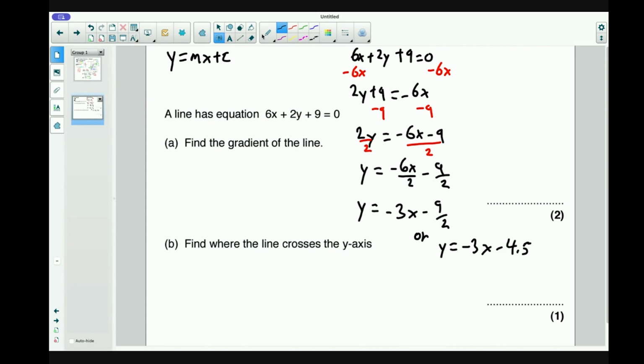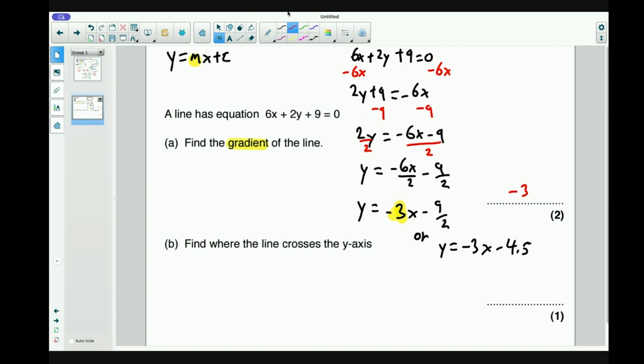Okay. So what the question was asking us is, what is the gradient? So in this case, our gradient is going to be our m value. Remember, it's the number that is beside the x. We call that the coefficient. So it's negative 3 in this case. So let's go ahead and write negative 3.